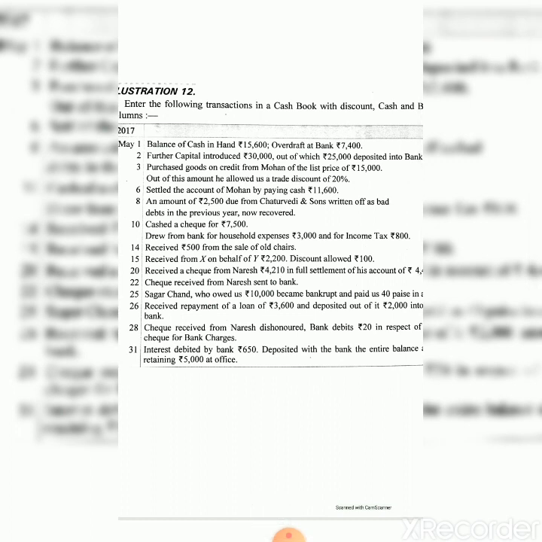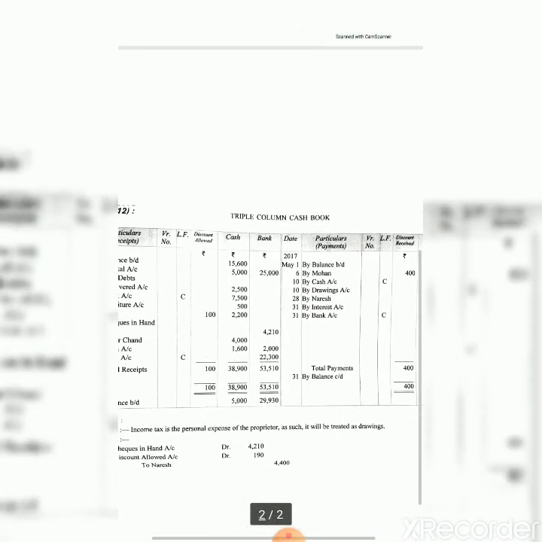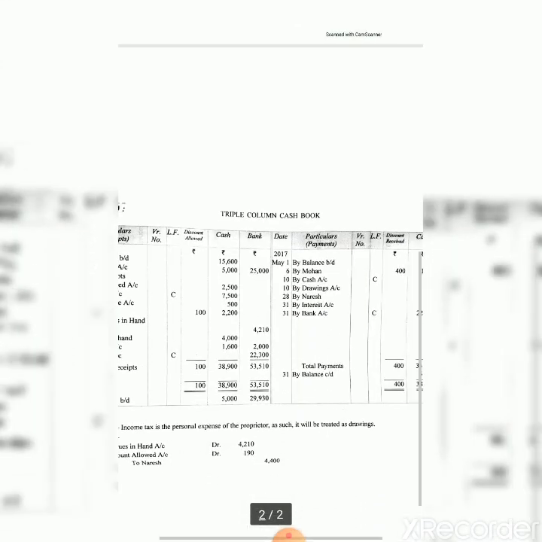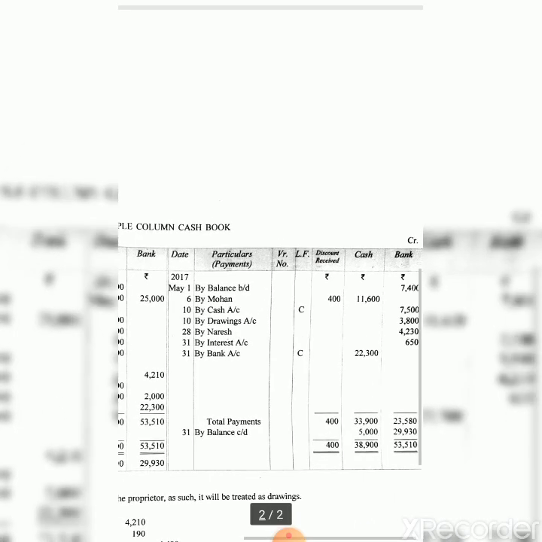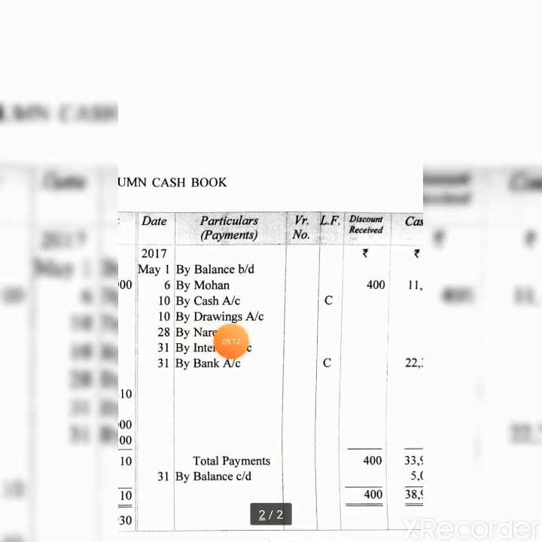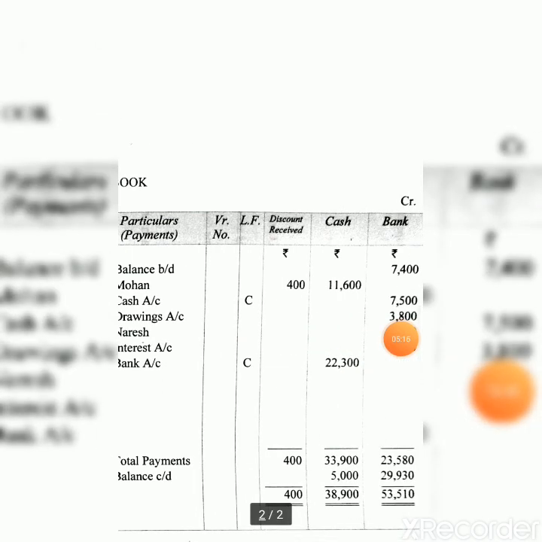Cashed a check of rupees 7,500 due from bank for household expenses 3,000 and for income tax 800. So he cashed his own check. So bank will decrease and this will be a contra entry. So By Cash, you can see here on 10th, C is written because it is a contra entry, and here 7,500 will be decreased from the bank.